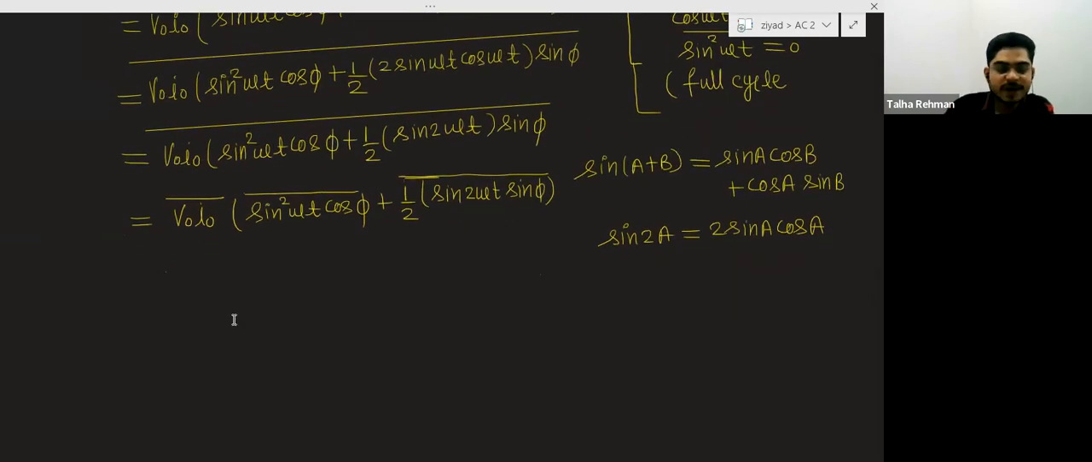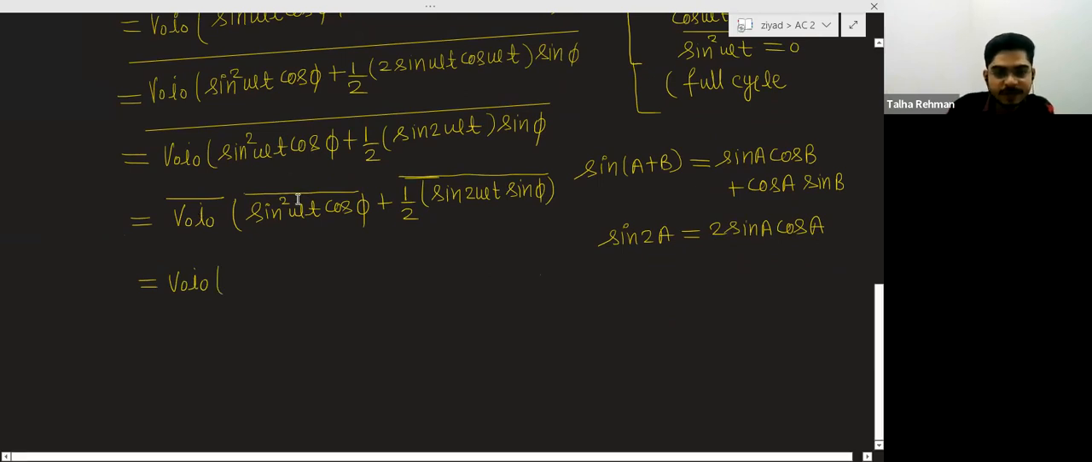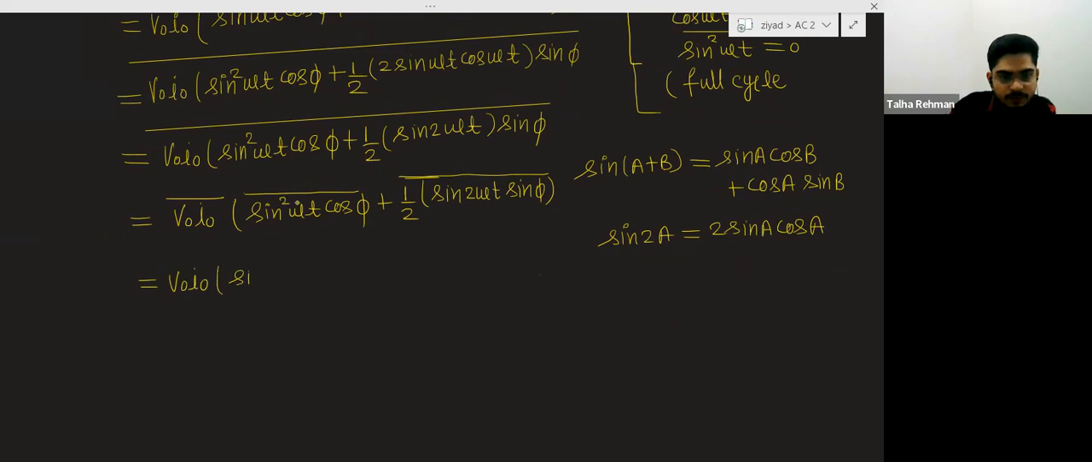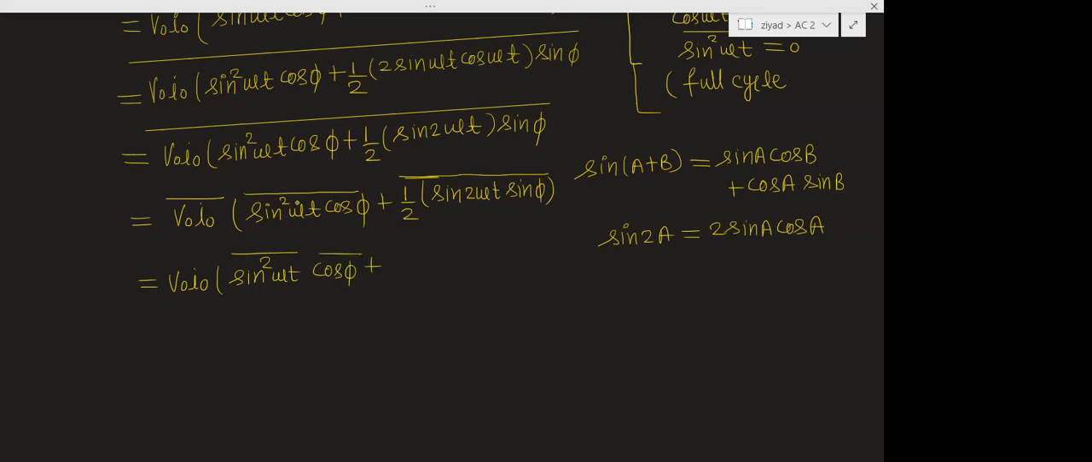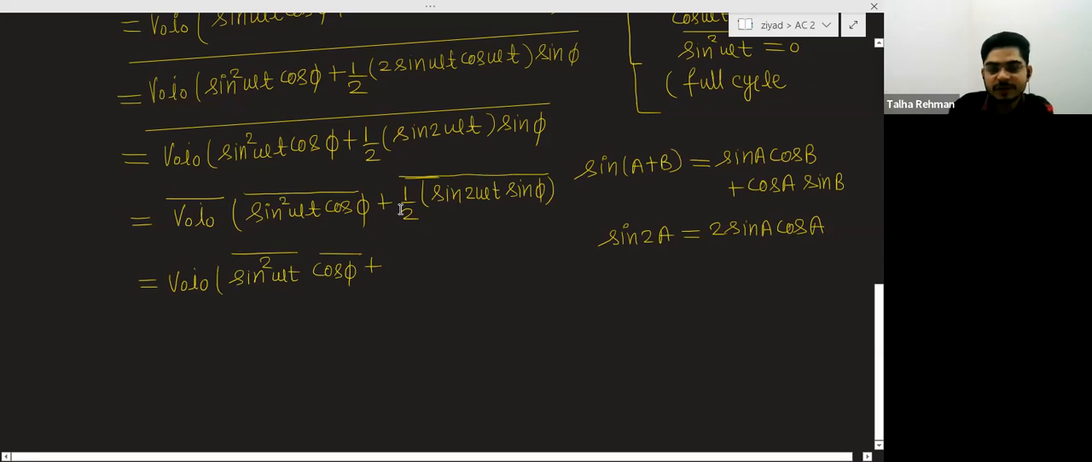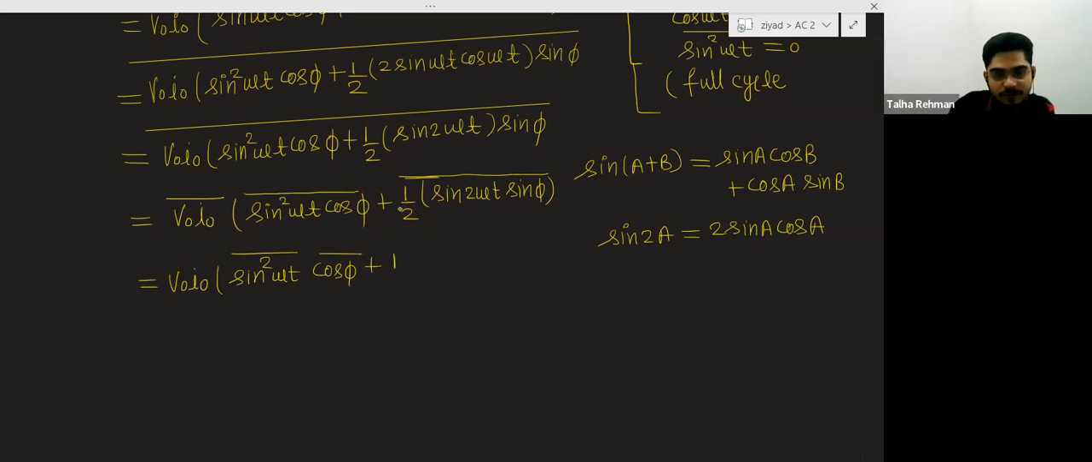Bar means average. The average of V naught I naught will remain the same, so this will be V naught into I naught. Here you can separate this also: sine square omega t bar and cos phi bar, plus half. The average of half will be half. So here sine 2 omega t bar and sine phi bar.